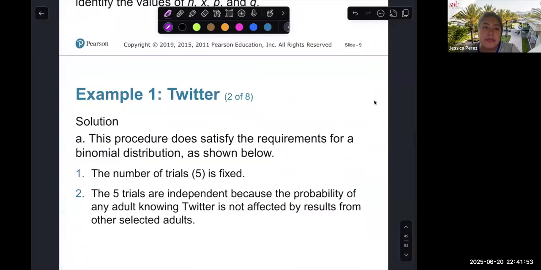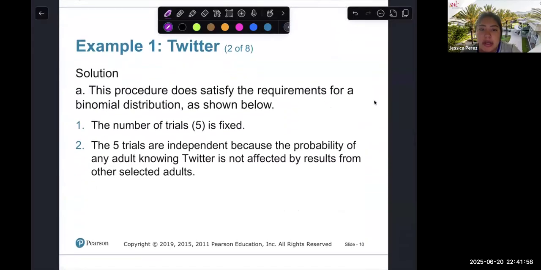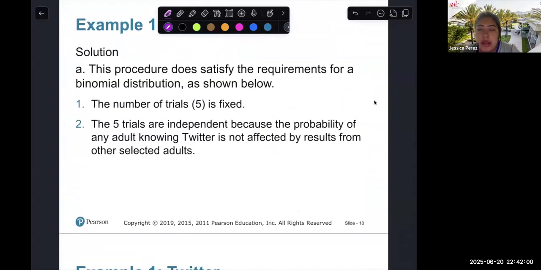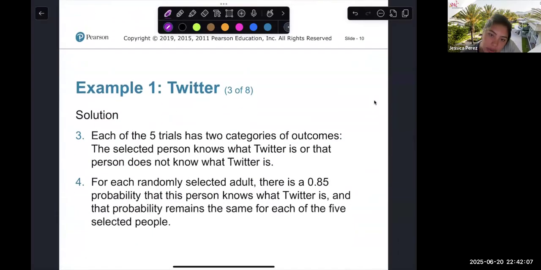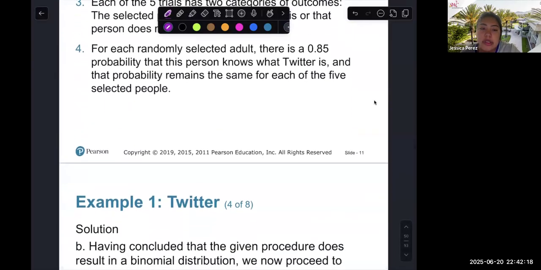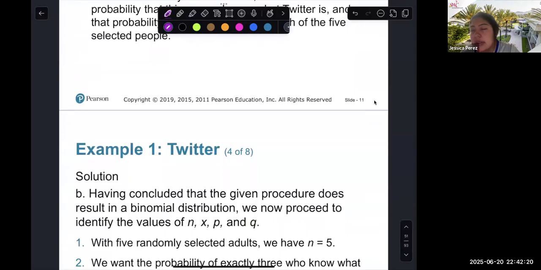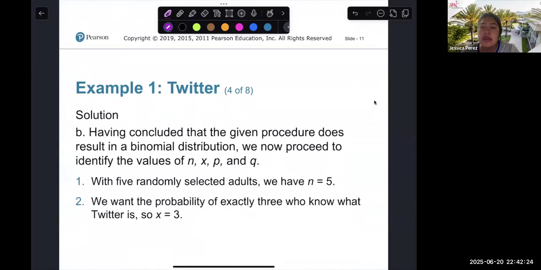So let's see it. The number of trials, 5, is fixed. The 5 are independent because it doesn't interfere with other selected adults. Each of the trials has 2 categories: they know what Twitter is, they don't know what Twitter is. And for each randomly selected adult, the probability stays the same throughout, which is 0.85. So since this does represent a binomial probability distribution, we're able to easily identify N, X, P, and Q.